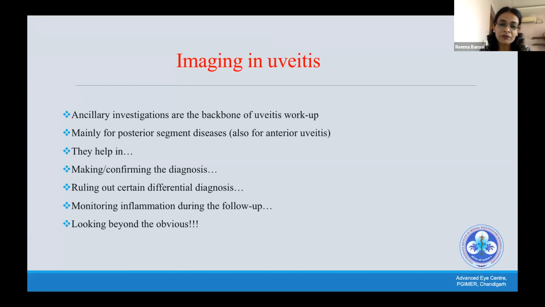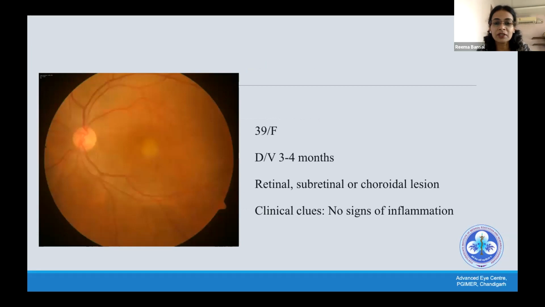But there are a lot of cases where they help us look beyond the obvious, and that's what I'm going to share with you: some clinical scenarios where imaging helped us look much beyond what was obvious on clinical examination. So here we have a case of a 39-year-old woman who presented with a chronic loss of vision in the left eye, 3 to 4 months. What you see clinically could be a retinal or a subretinal or a choroidal lesion. And when we look for any clinical clues, we see that there were no signs of inflammation.